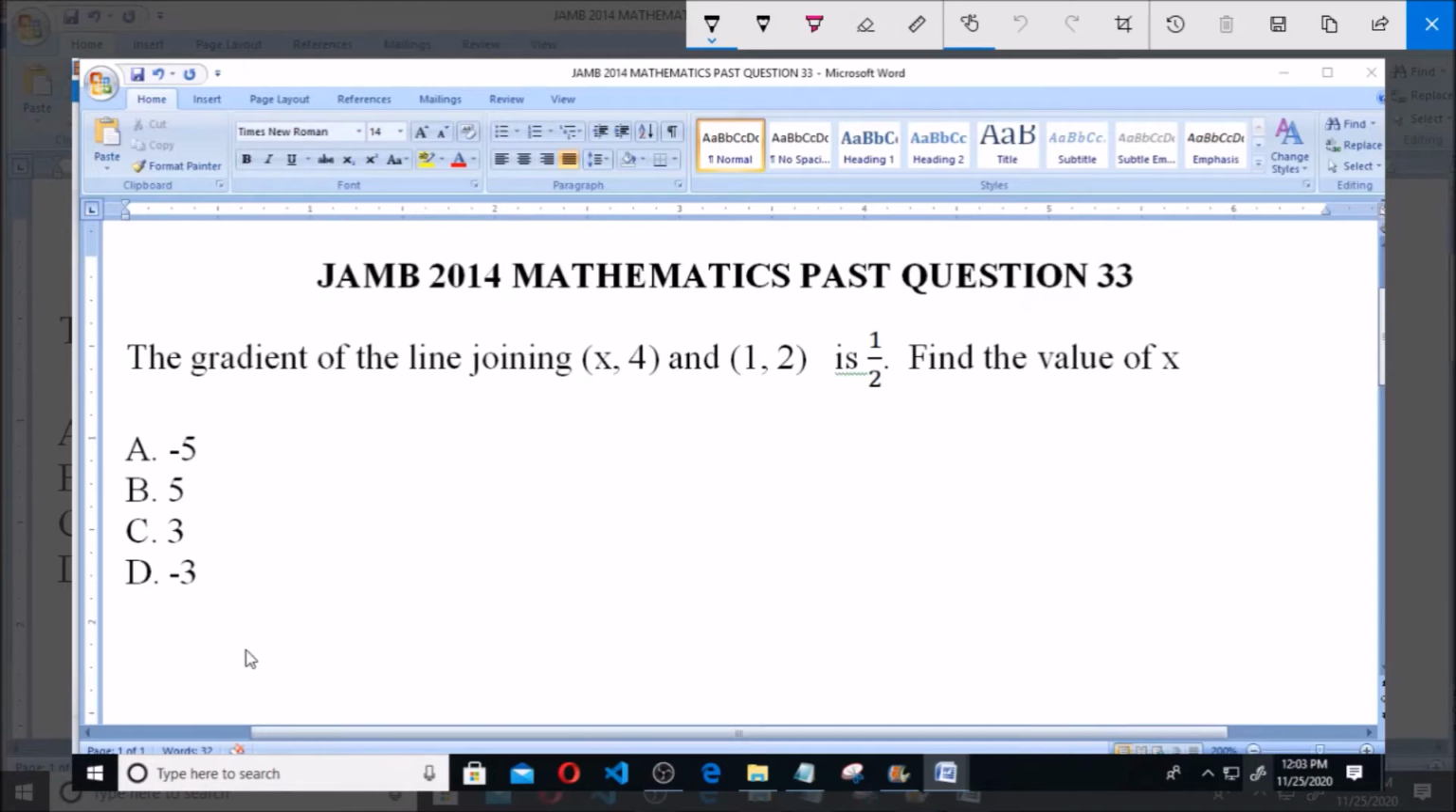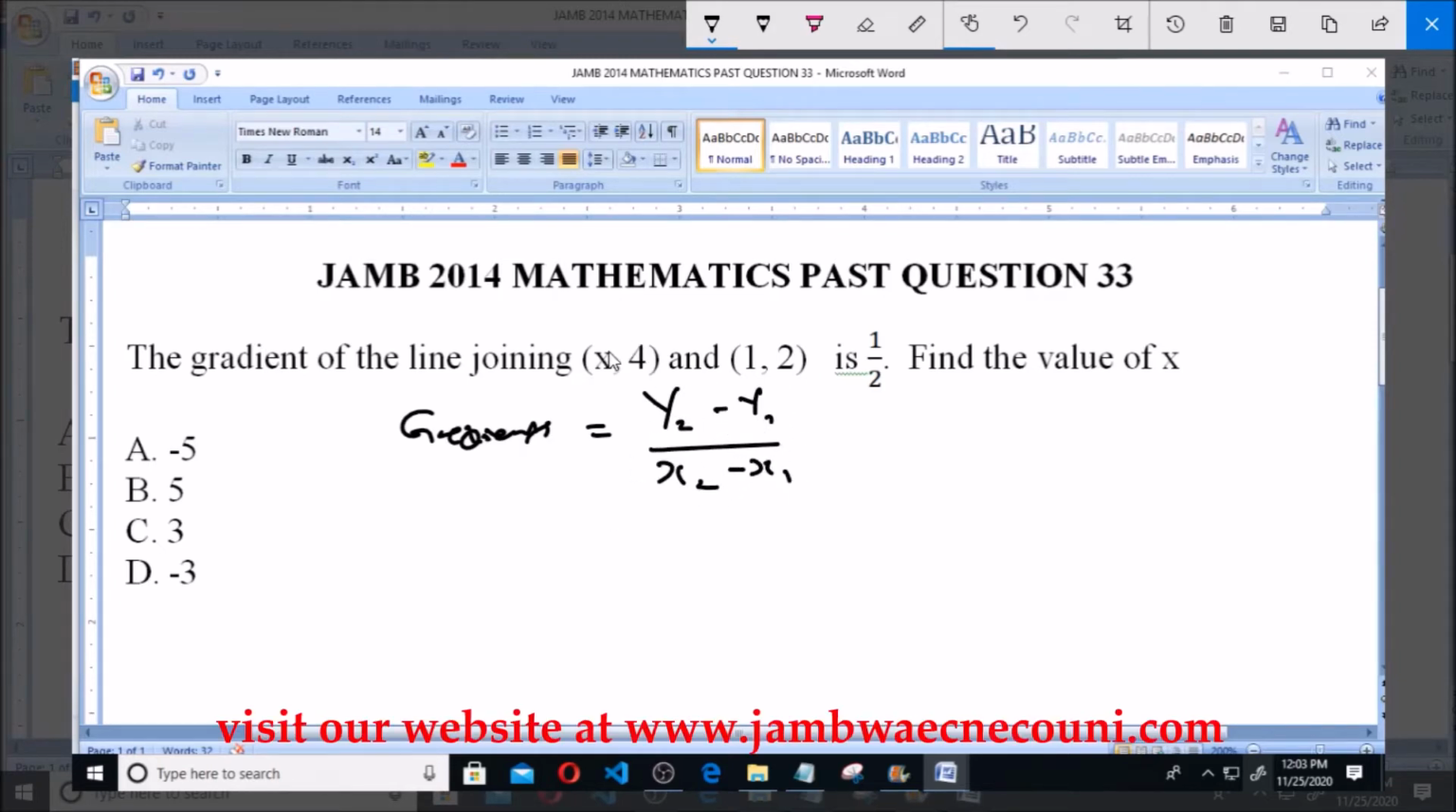Now, like we know, gradient is equal to y2 minus y1 all over x2 minus x1. Now from here, our x1 is the x and our x2 is 1. Then our y2 is 2 and our y1 is 4. And the gradient given to us is 1 over 2.